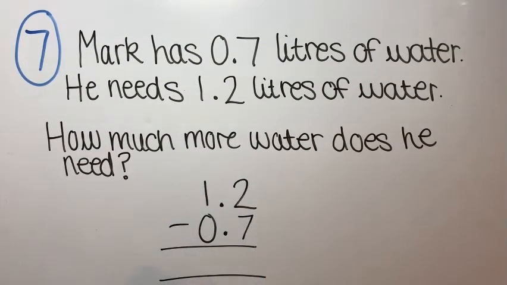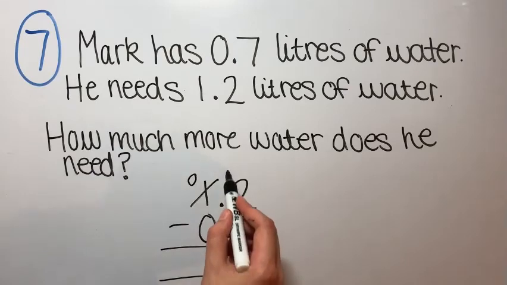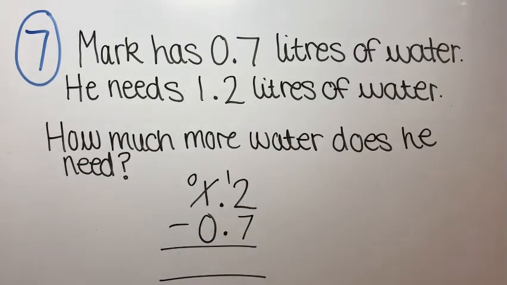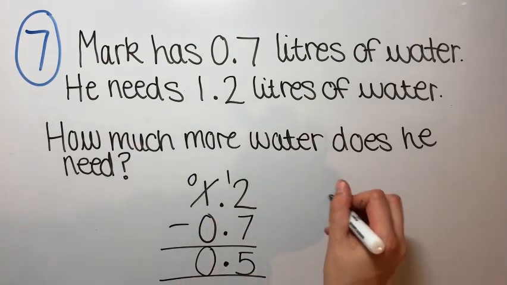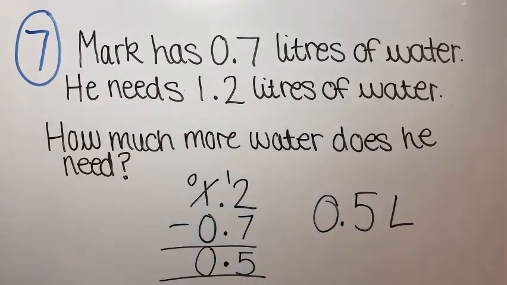Two minus 7, we can't do that, so we're going to go over to our 1, minus 1 from it, making it a 0, and carry over that 1. 12 minus 7 gives us 5. Bring down our decimal place. 0 minus 0 is 0, and our answer is 0.5 litres.